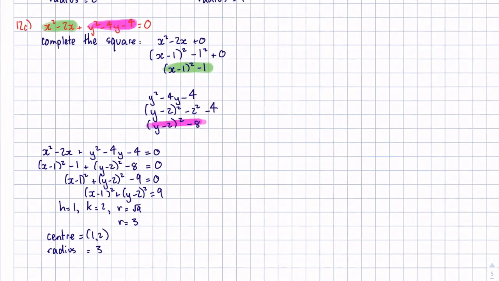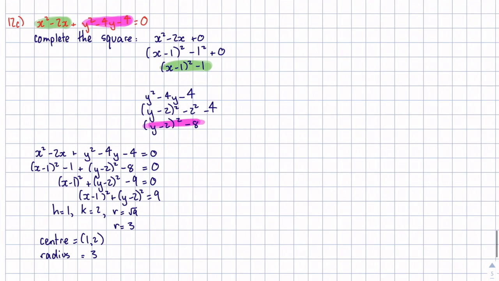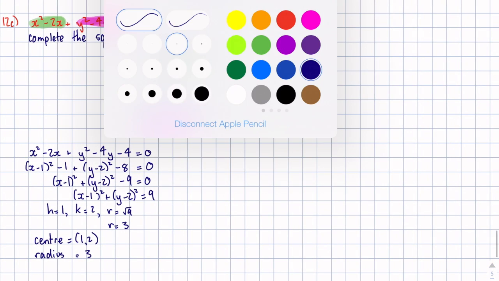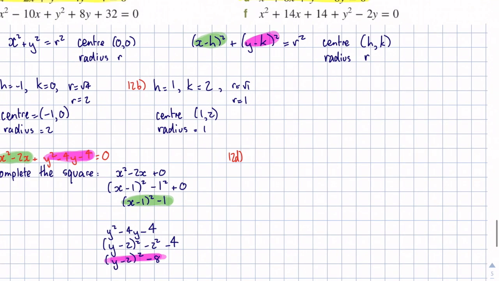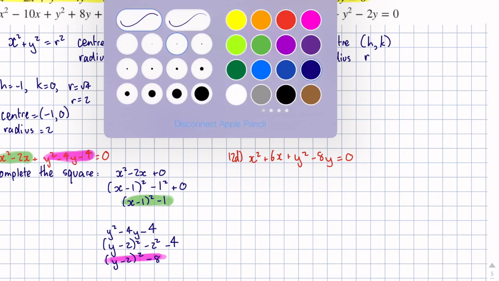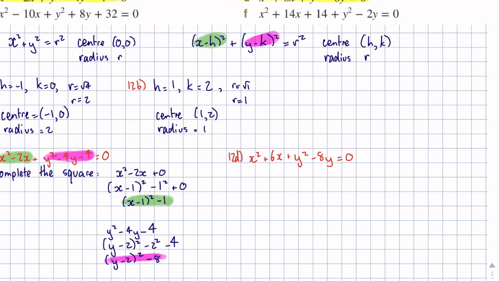Circles can suck when you're drawing them because you have to go through this process, which we're now about to do again for question 12d, which was x squared plus 6x plus y squared minus 8y equals 0. Okay, so let's complete the square.